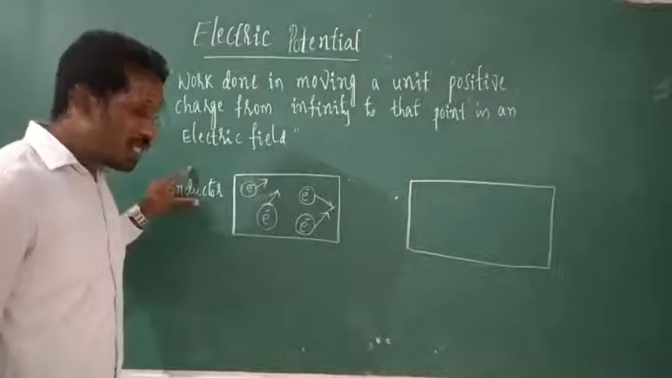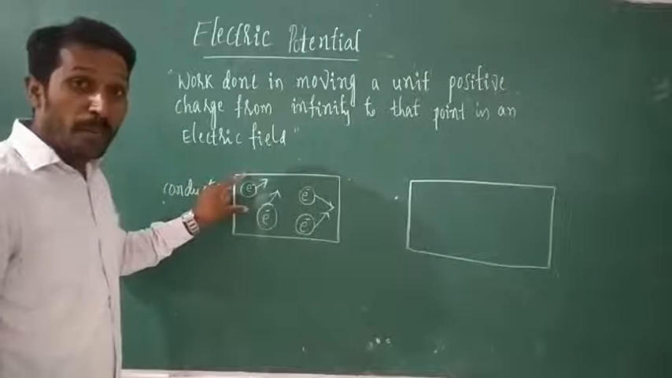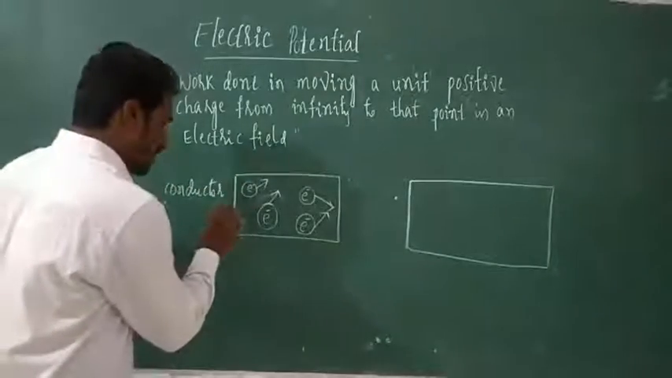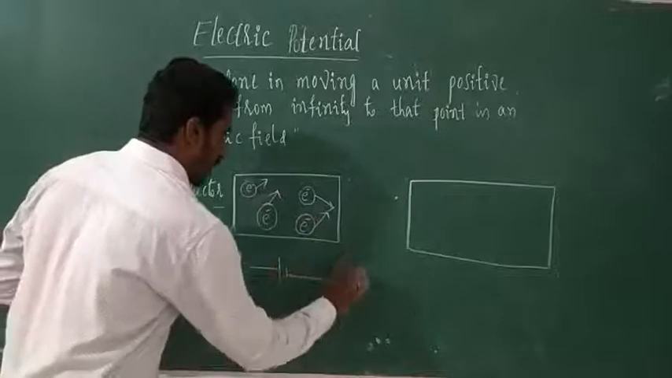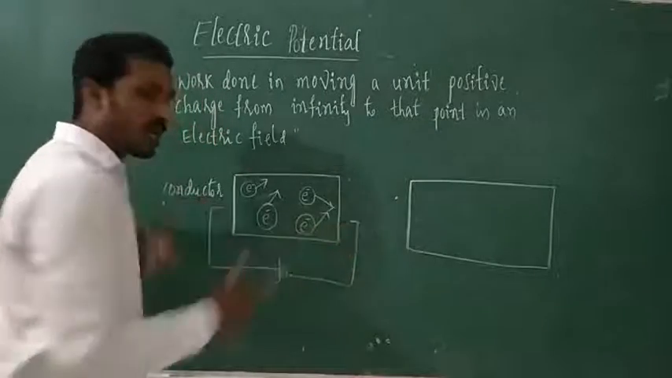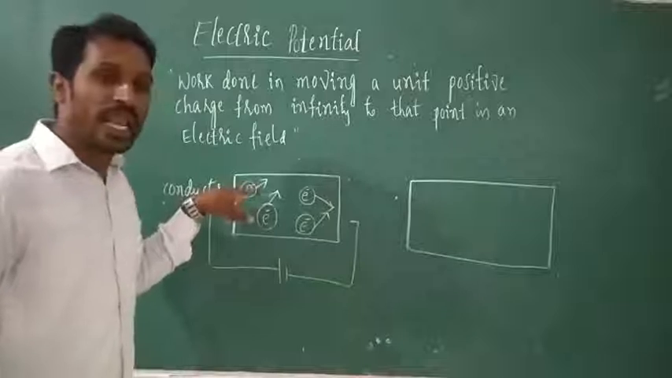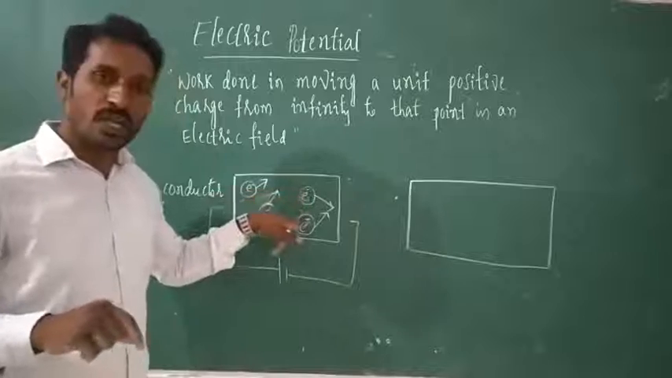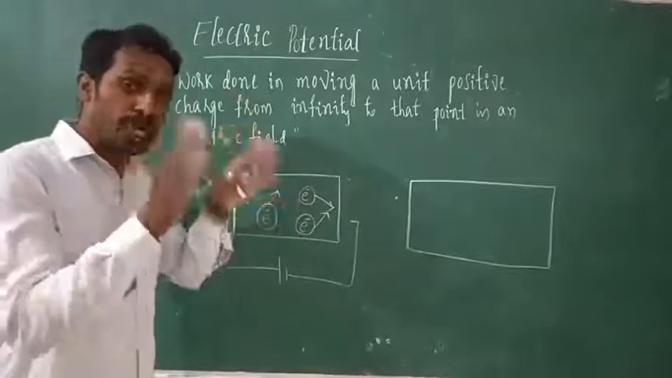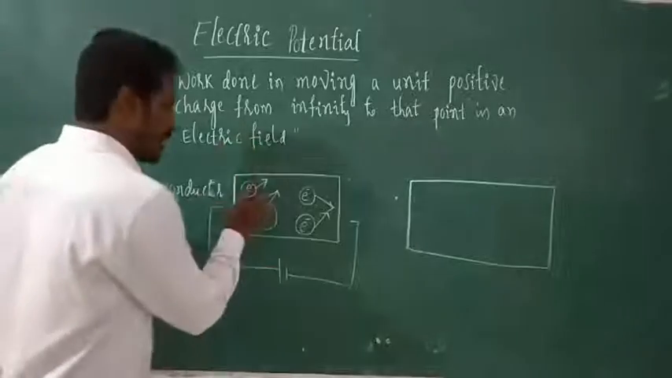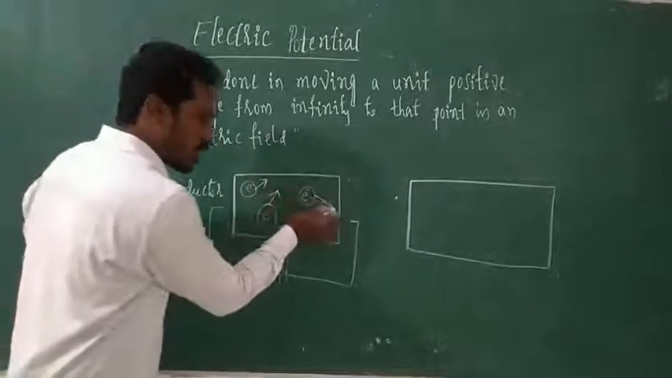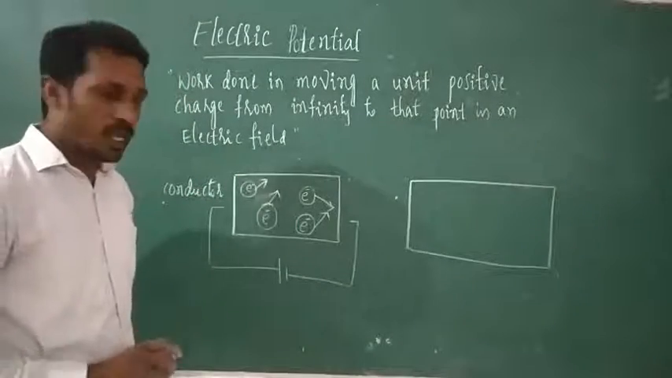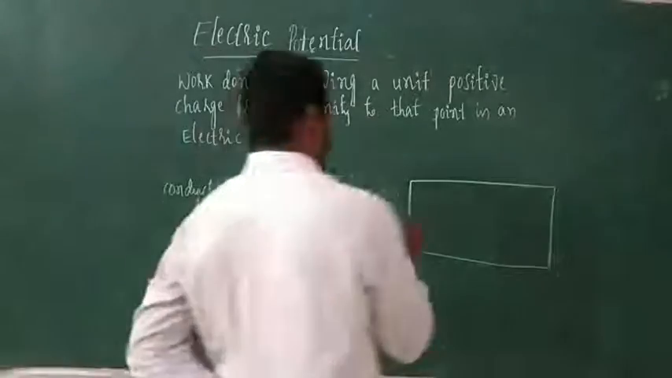Students, this is a conductor material before giving potential difference, before connecting a cell or battery. See, the cell or battery is not connected. At this time, the electrons are moving randomly in different directions, not in a particular direction. This electron is moving in this direction, this electron in this direction, and this electron in this direction. Okay? If I connect this cell or battery properly, see.